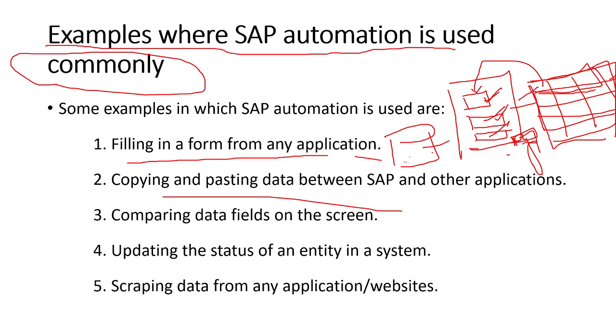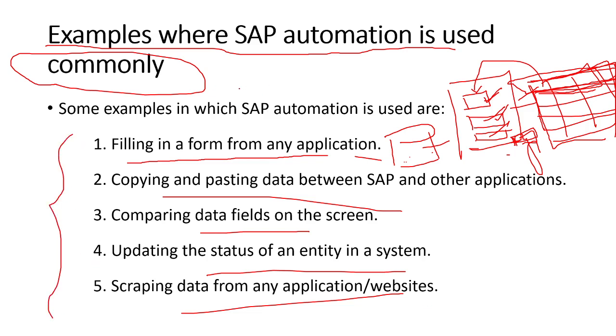And copying and pasting data from one application to another application, comparing the data fields to find duplicates, let us say, and updating the status of an entity in a system. Entity means you can treat one row as one entity, a student entity like this. And scraping the data from an application or from any website. These are good, interesting examples where you can use SAP automation with the help of UiPath Studio.